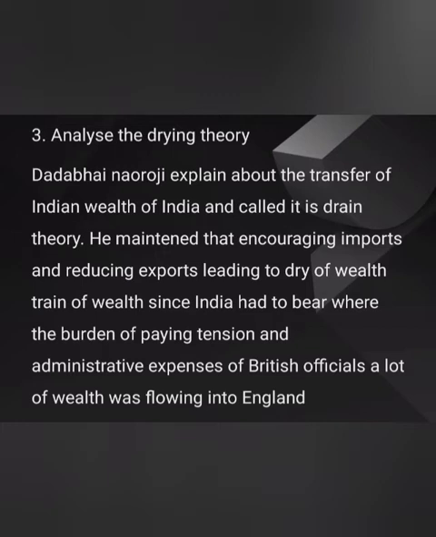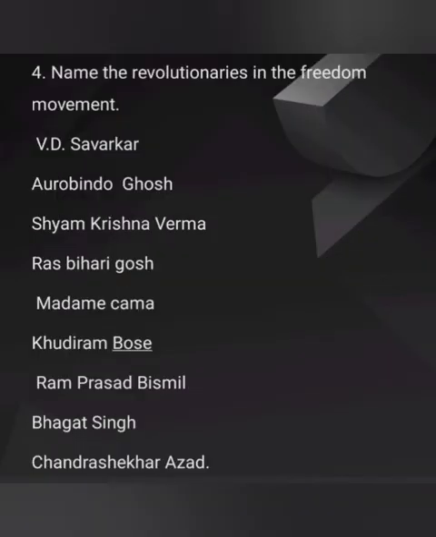was flowing into England. The revolutionaries in the freedom movement: V.D. Savarkar, Aurobindo Ghosh, Shyamji Krishna Varma, Rash Behari Bose, Madam Cama, Khudiram Bose, Ram Prasad Bismil. Explain the role of Bal Gangadhar Tilak in the freedom struggle.